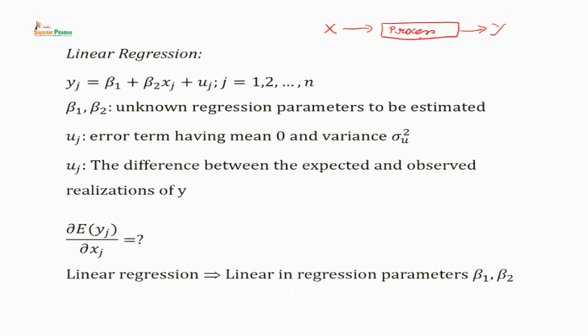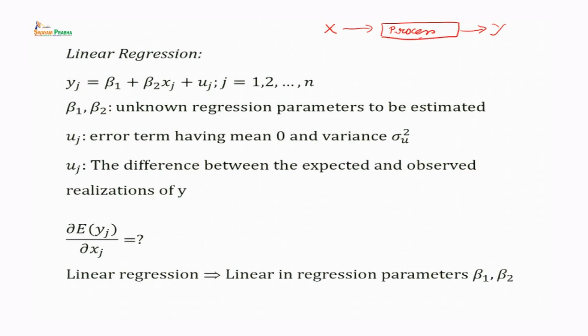Now, first we consider the simple linear regression model, which relates the input and output variables using a simple linear relationship: y j equal to beta 1 plus beta 2 x j plus u j, j equal to 1 to n. You have n pairs of observations. Here beta 1 and beta 2 are unknown regression parameters, and your problem is to estimate these parameters. U j is the error term, and we assume that it has mean 0 and variance sigma square u.